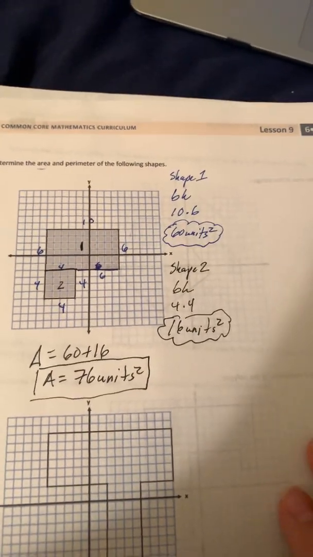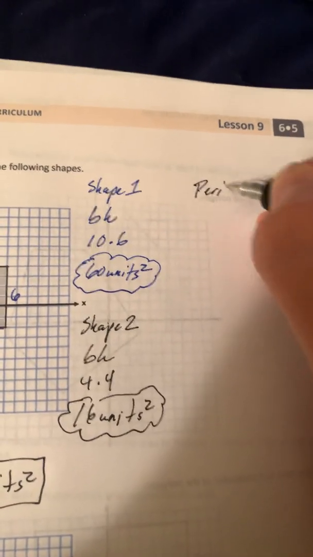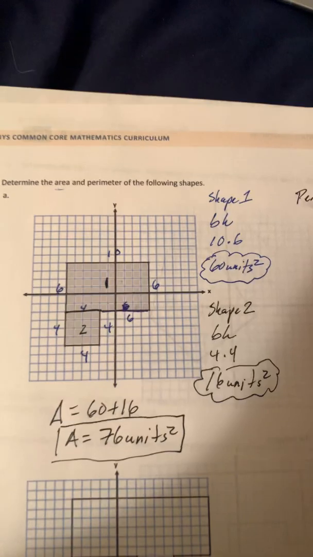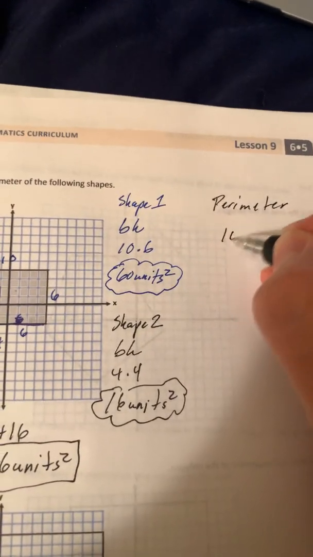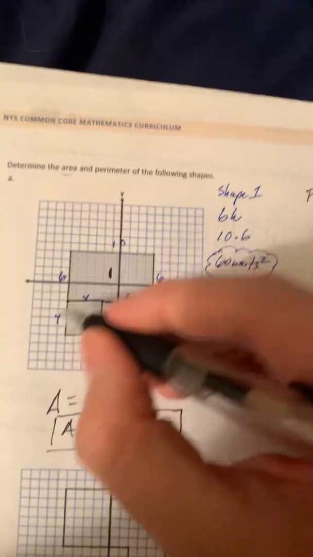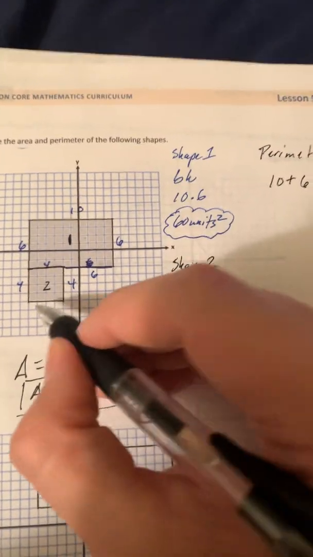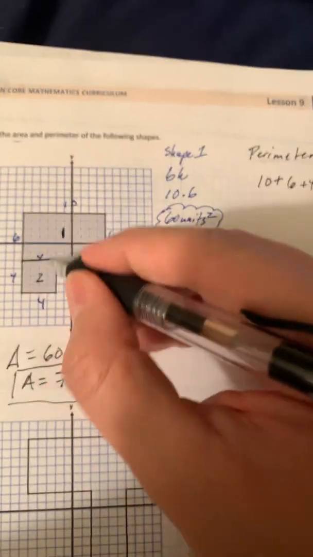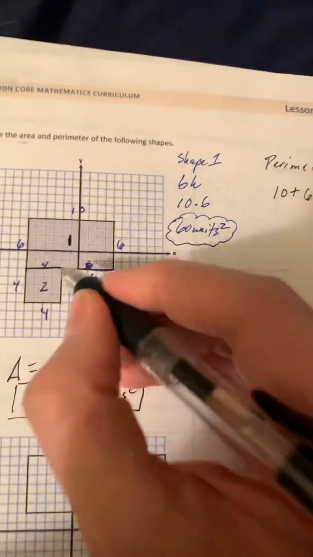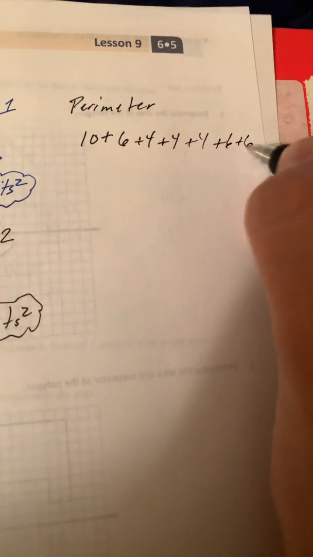Now let's find the perimeter, okay? So we're gonna add the sides. So I'm gonna say perimeter is 10 plus, that's 6, and that one's 4. If you want to save time, you can say 10 because 6 plus 4 is 10. So it's 10 plus 10 if you want to. Plus 4. Plus another 4. Plus 6. Plus 6. Okay.